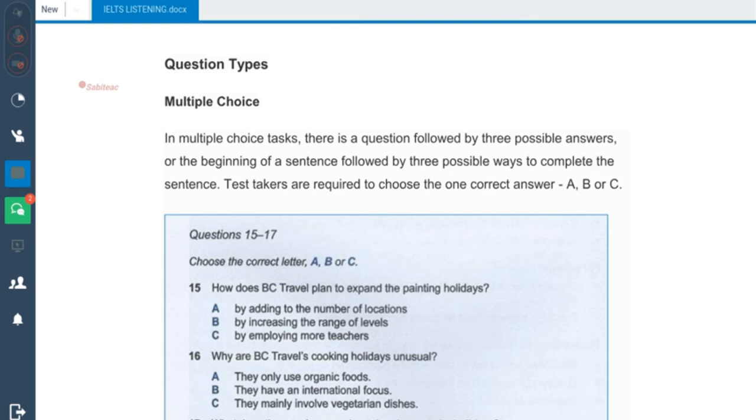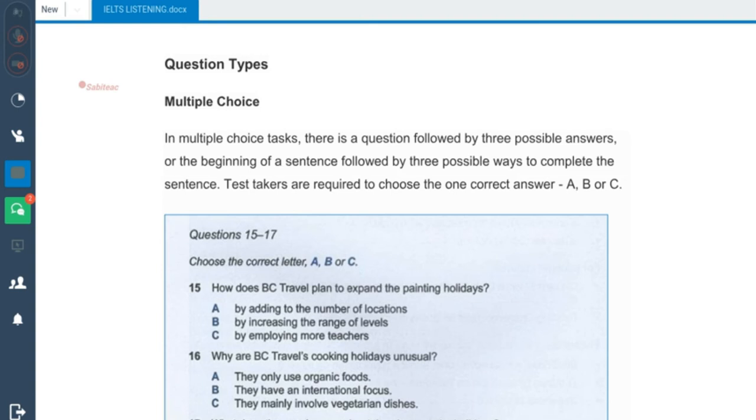Anytime anybody writes the IELTS, these are the question types that he or she will see in the listening section. The question types remain the same. This is one of the reasons why the IELTS is a standardized test. It means that almost everything, if not everything, is standardized, from the number of questions. For example, in the listening section, there will always be 40 questions.